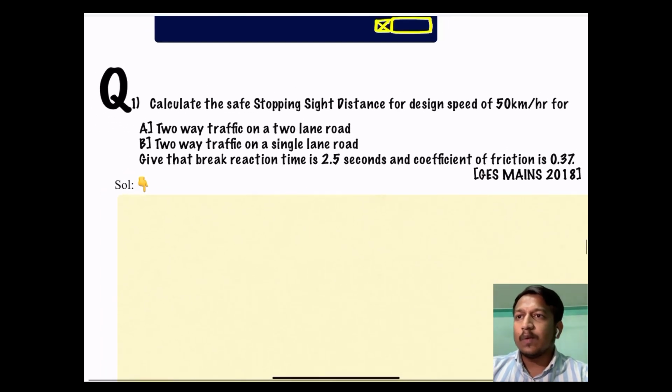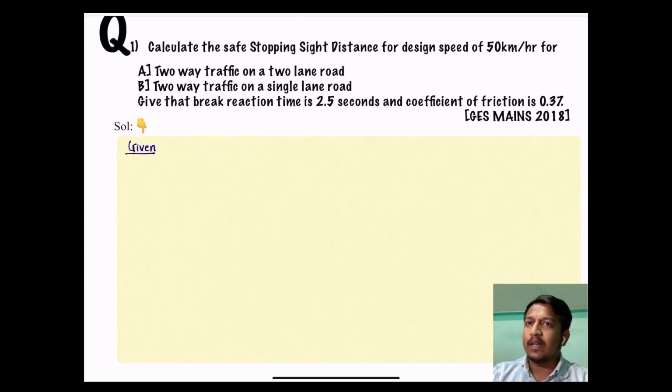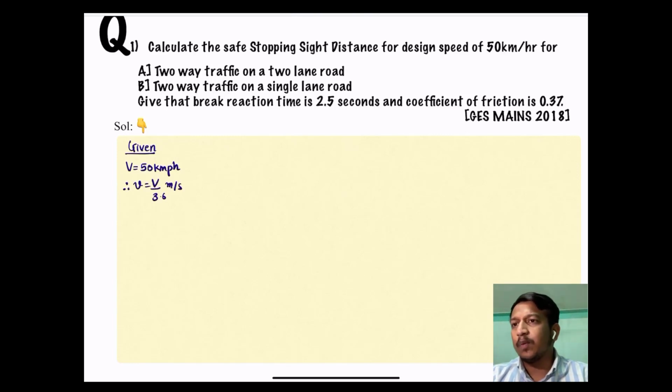Now we'll see the question asked in Gujarat Engineering Services Mains 2018. Calculate the stopping sight distance for the design speed of 50 kmph. They have given the design speed of the vehicle, which is 50 kmph, and you need to calculate the SSD. The first condition is two-way traffic on a single road. The value of V can be calculated as V divided by 3.6 in meter per second, that is 50 divided by 3.6, which is 13.88 meter per second.